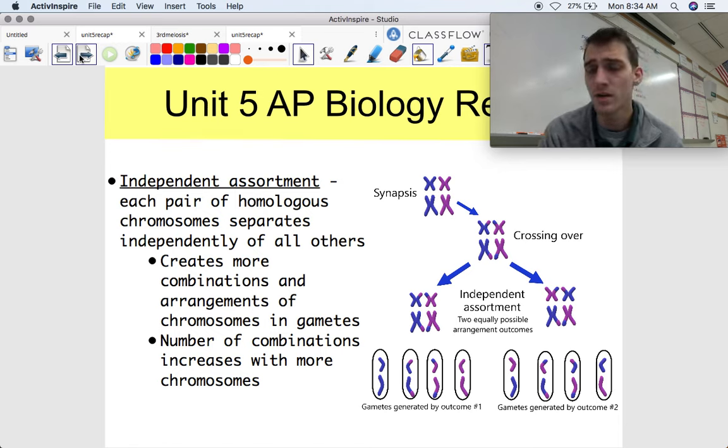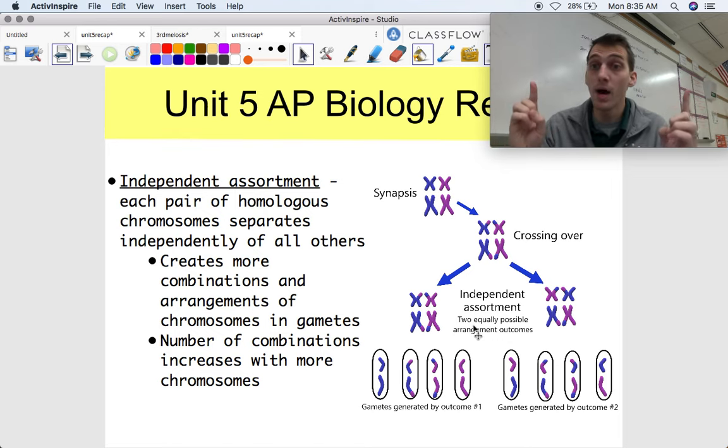Okay, and then this is where you can start throwing in some math and probability, and that's what 5.3 and kind of 5.4 are all about. But the idea is that independent assortment results in two equally possible arrangement outcomes, because no chromosomes are inherited together, meaning that each chromosome is inherited independently. So you can arrange the homologous pairs however you want during metaphase 2, meaning that this gamete gets this copy of a chromosome while another gamete gets that copy, but it's equally probable that those could switch.